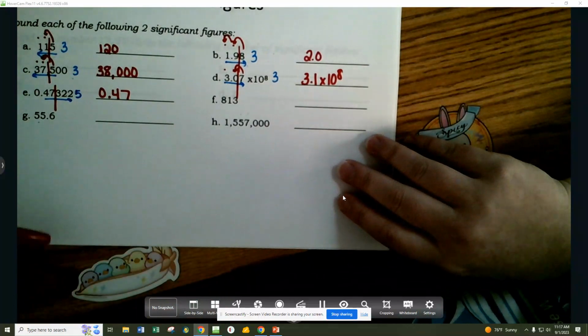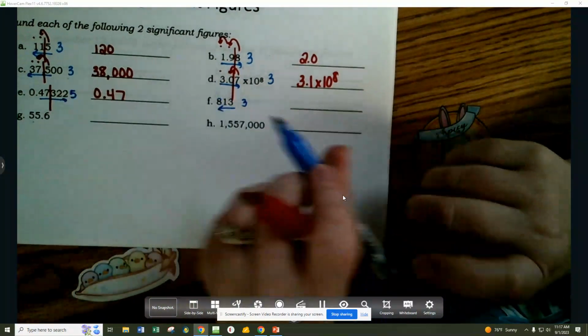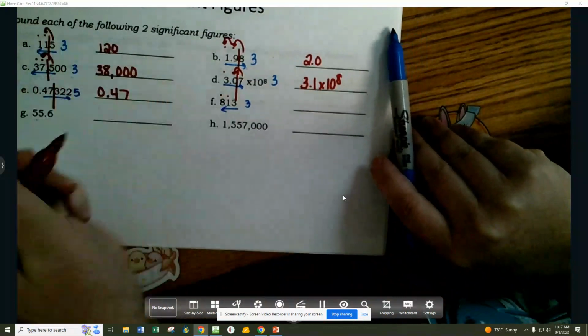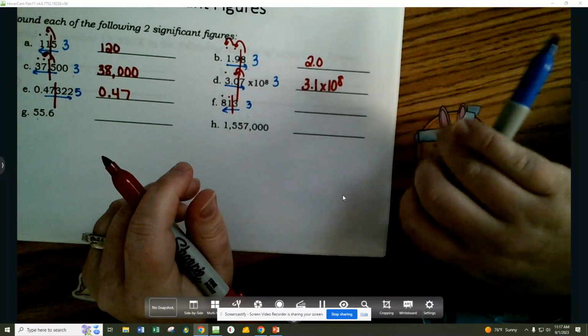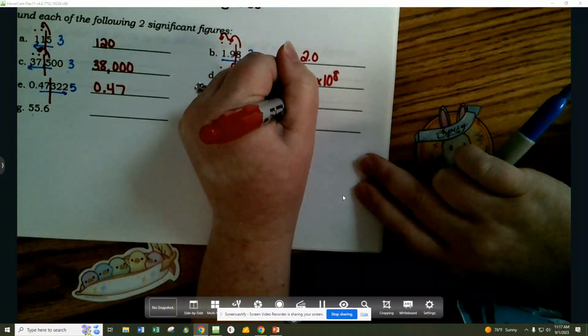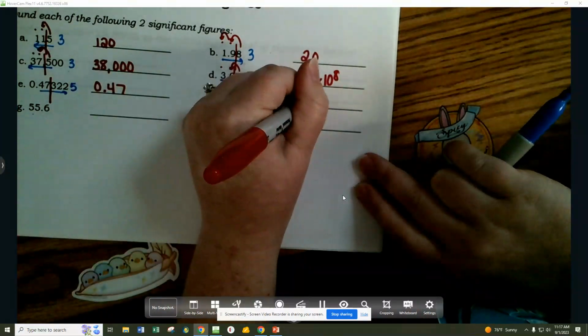In F, we have 813. Using the Atlantic rule, there are 3. We can keep the hundreds place and the tens. I look for rounding, and that 3 is not going to round up the 1. So I have 81, but I need to keep everything in the right place, so I substitute in a 0 for 810.